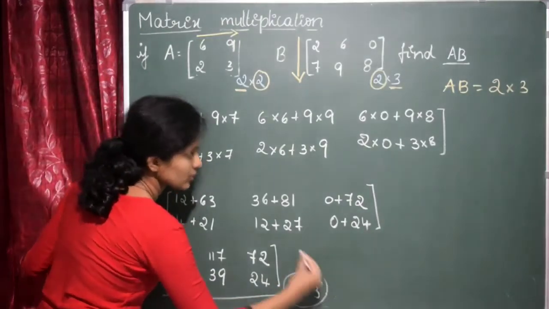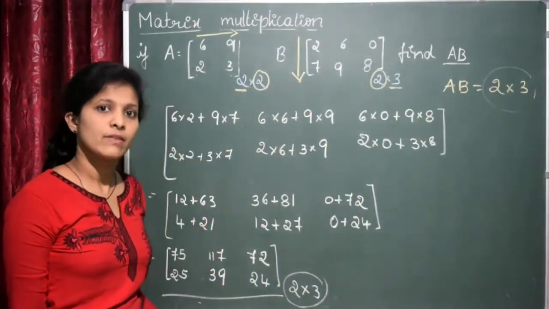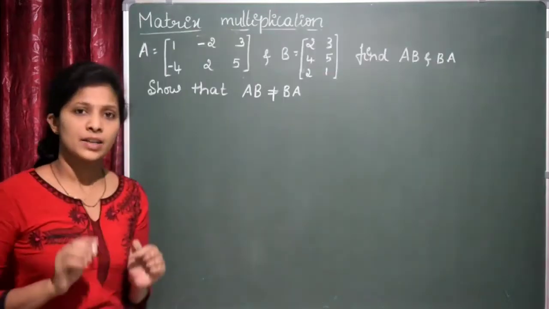Right? This is a 2 by 3 and we got the 2 by 3 matrix. I hope you understood this one. We'll solve one more problem. Now we'll see the next problem.